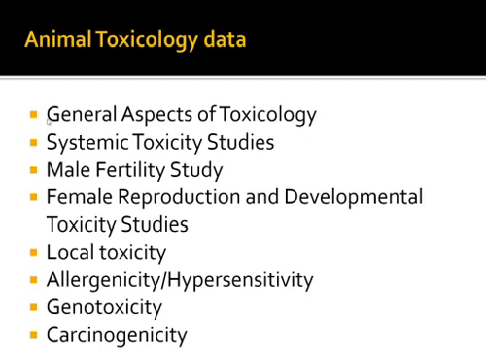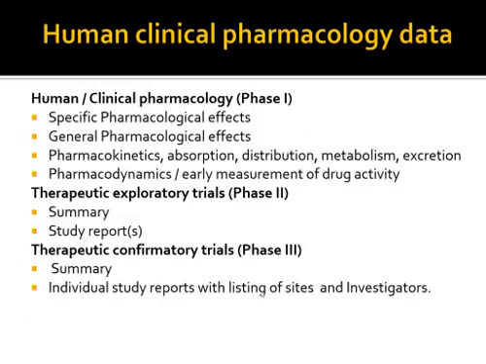Then relating to the animal toxicology data, the following data are required for the study. This includes general aspects of toxicology, then systemic toxicity studies, then male fertility studies, then female reproduction and developmental toxicity studies, then local toxicity, then allergy or hypersensitivity study, then genotoxicity, then carcinogenicity.